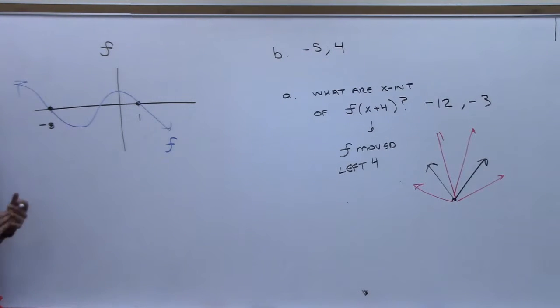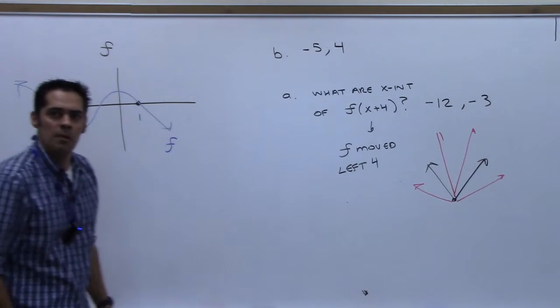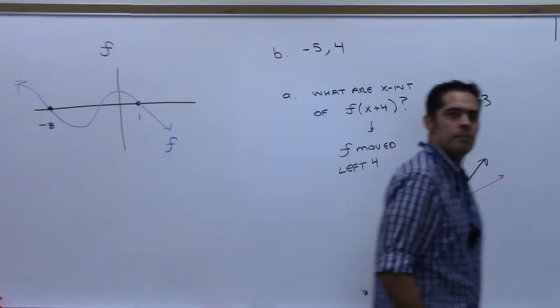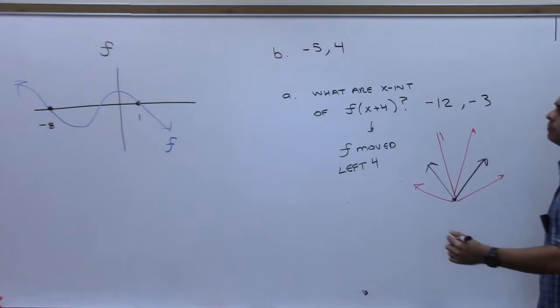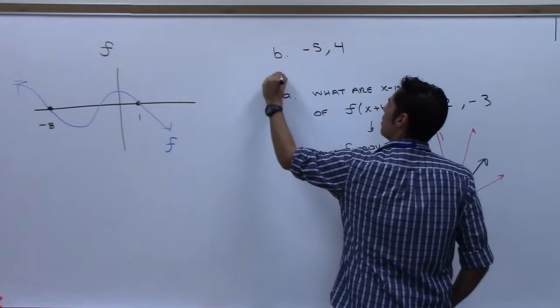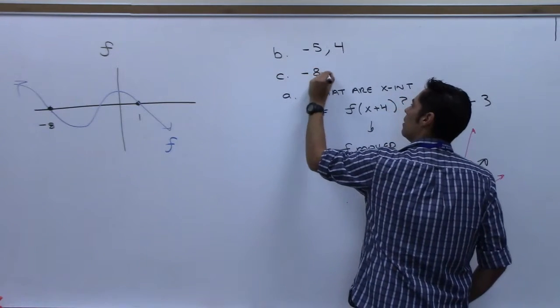So it would be the same basic explanation for the last one, for f of negative x? That's going to be a little different. So C, what do we say? Negative 8, 1?